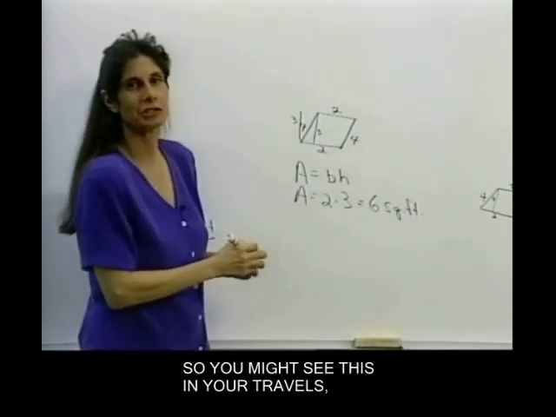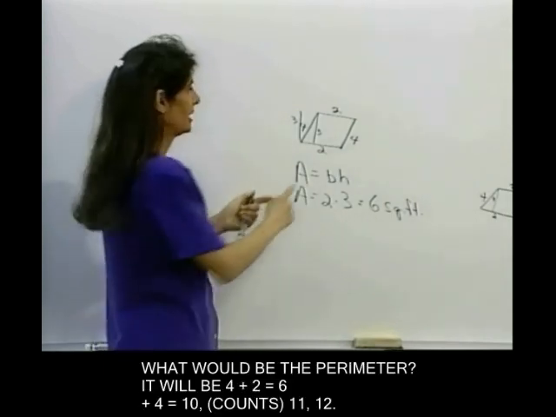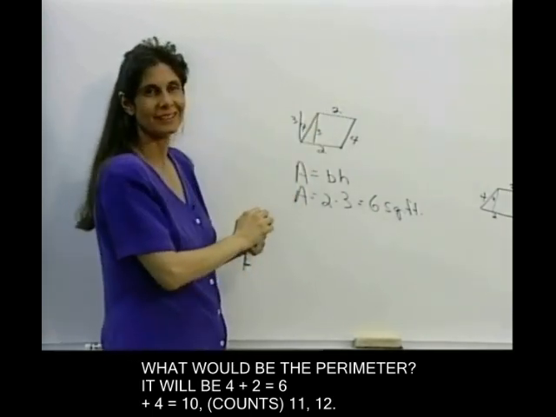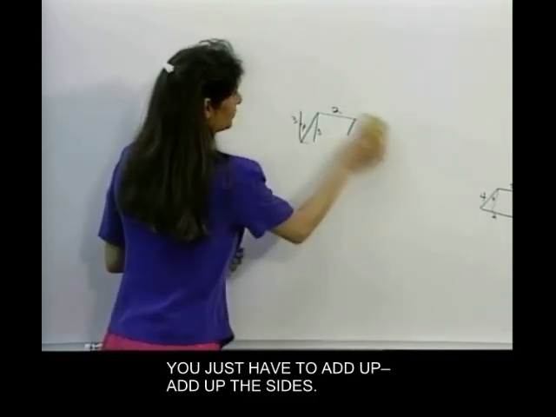So you might see this in your travels. I want you to make sure you know how to find the area. What would be the perimeter? It would be 4 and 2 is 6, and 4 is 10, 11, 12. You just have to add up the sides.